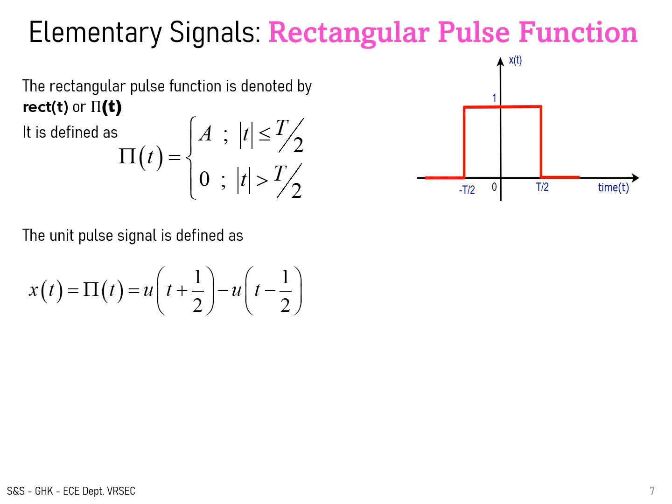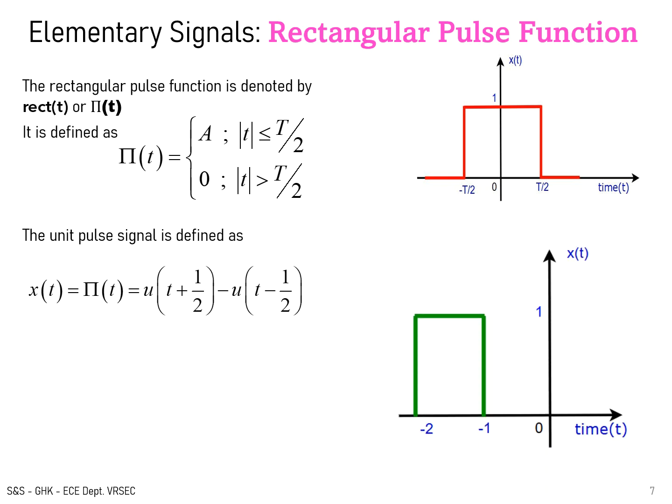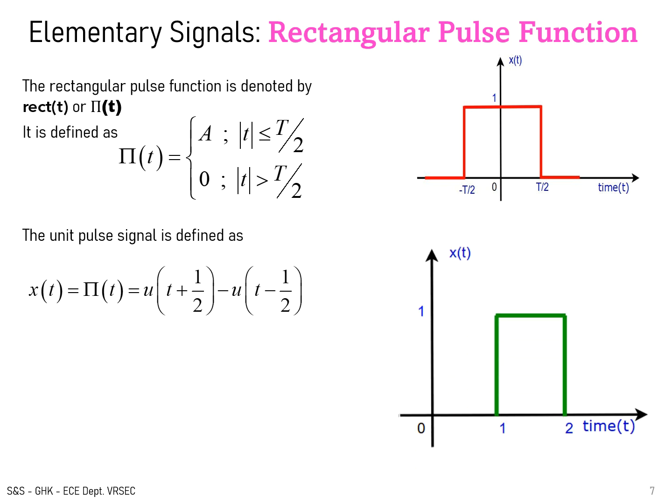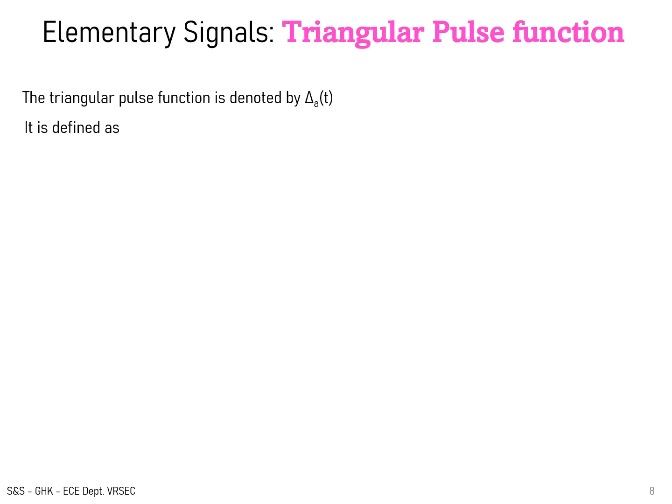Here, combining the unit step signal started from t equal to minus T by 2 and from t equal to plus T by 2, a rectangular pulse is obtained. And here this figure represents a 1 unit left shifted rectangular pulse, and this one represents a 1 unit right shifted rectangular pulse.